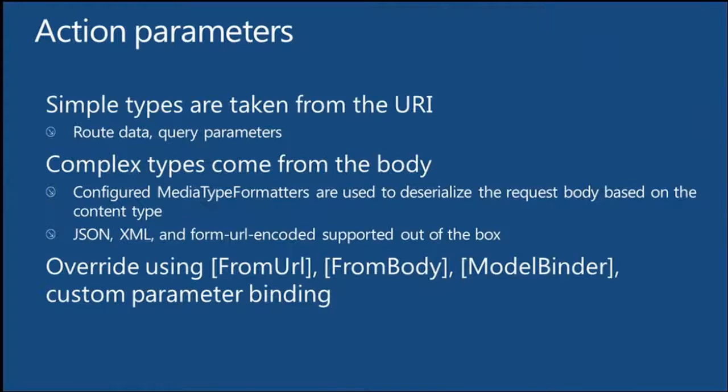Now, if you want to change how the parameters get bound, like you have a string, but you want it to come from the body, not from the URI, then you just need to attribute the parameter with FromBody. If you have a complex type, like a location that has an X and a Y, but you want it to come from the URI, you don't want it to come from the body, like you have an X and Y query string parameter, you can do that too, just attribute the location type with FromUri. You can also use full MVC style model binding, and you do that by attributing the parameter with a ModelBinder attribute.